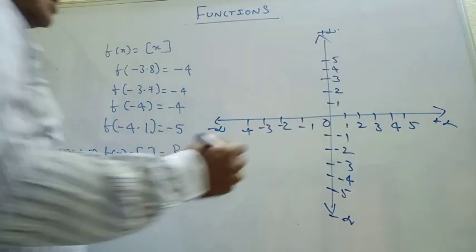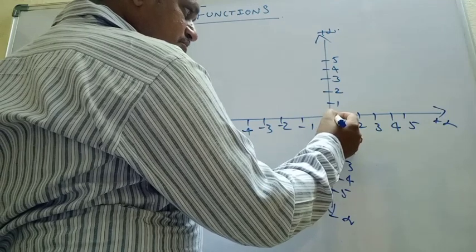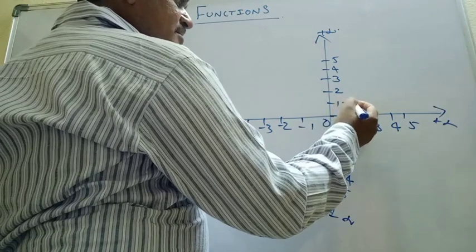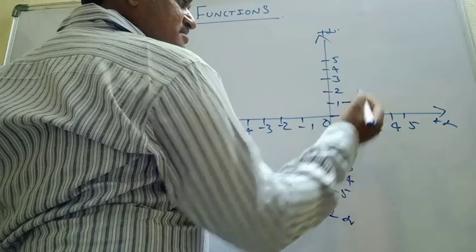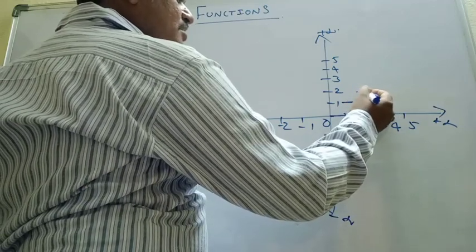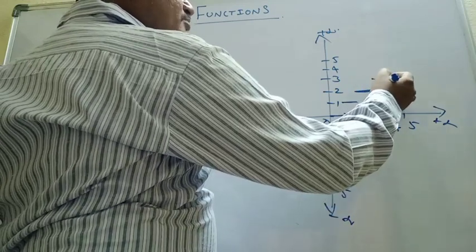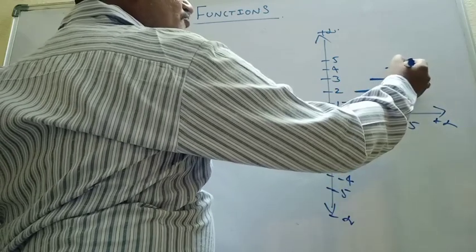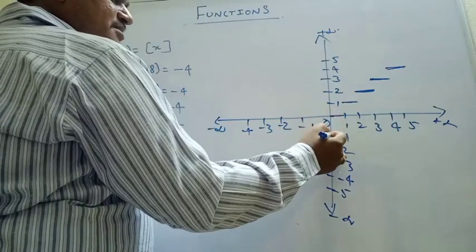Now see this graph. The greatest integer function of 0 is 0, and of 0.1, 0.2, 0.3 it is also 0. Next, 1 will be 1, 1.1 will be 1, 1.2 will be 1, 1.9 will be 1. 2 will be 2, and 2.1, 2.2, 2.3 up to 2.9 will be 2. 3, 3.1, 3.2 up to 3.9 it will be 3. Now 4.1, 4.2 and so on. And for minus 0.1 it becomes minus 1.